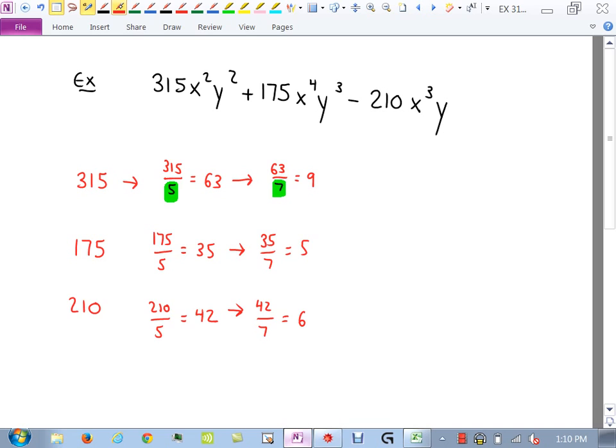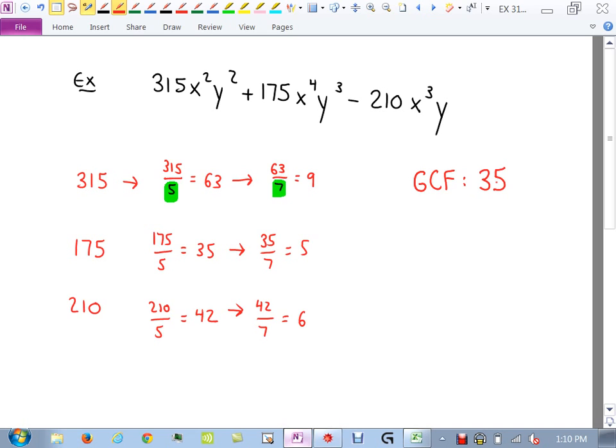Now, if you want to play on your calculator with these and just try and get things to work out, that's fine. This is a little bit of a systematic approach for it. But I'm going to just move on and say my GCF is 35. That's my number.